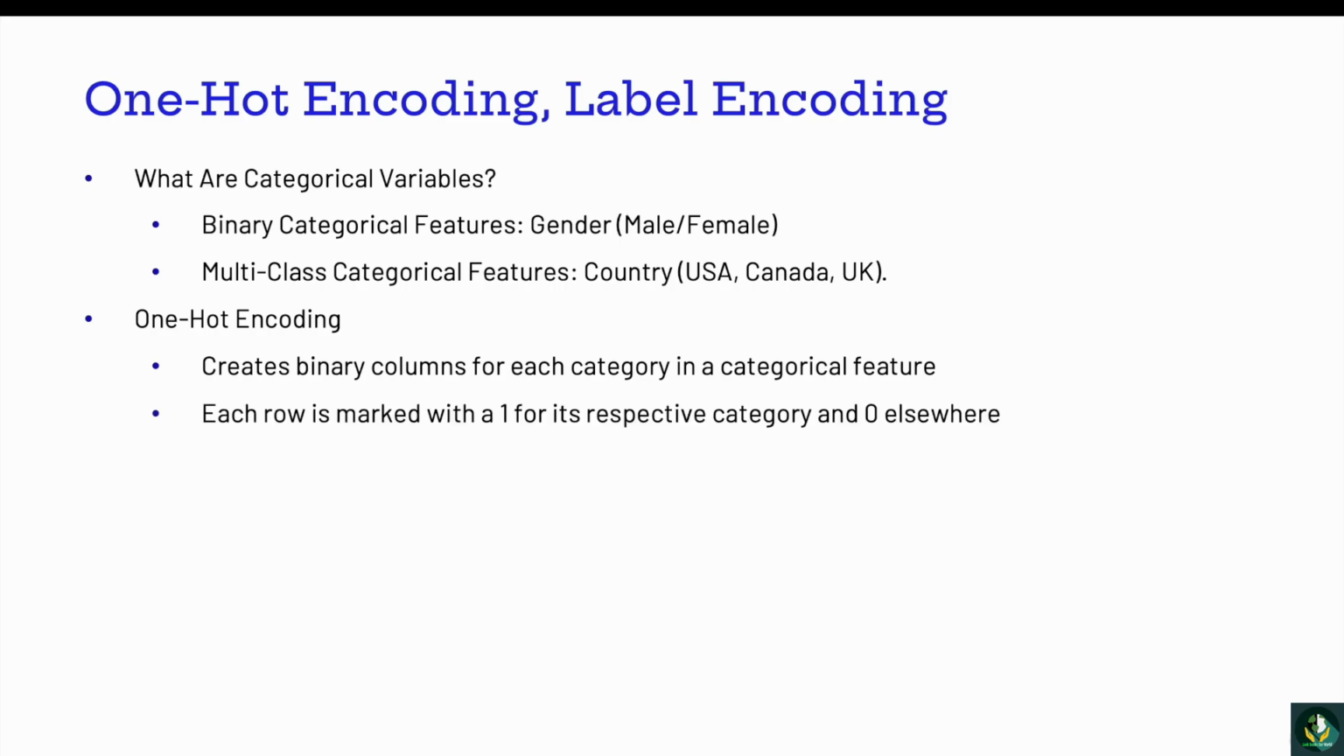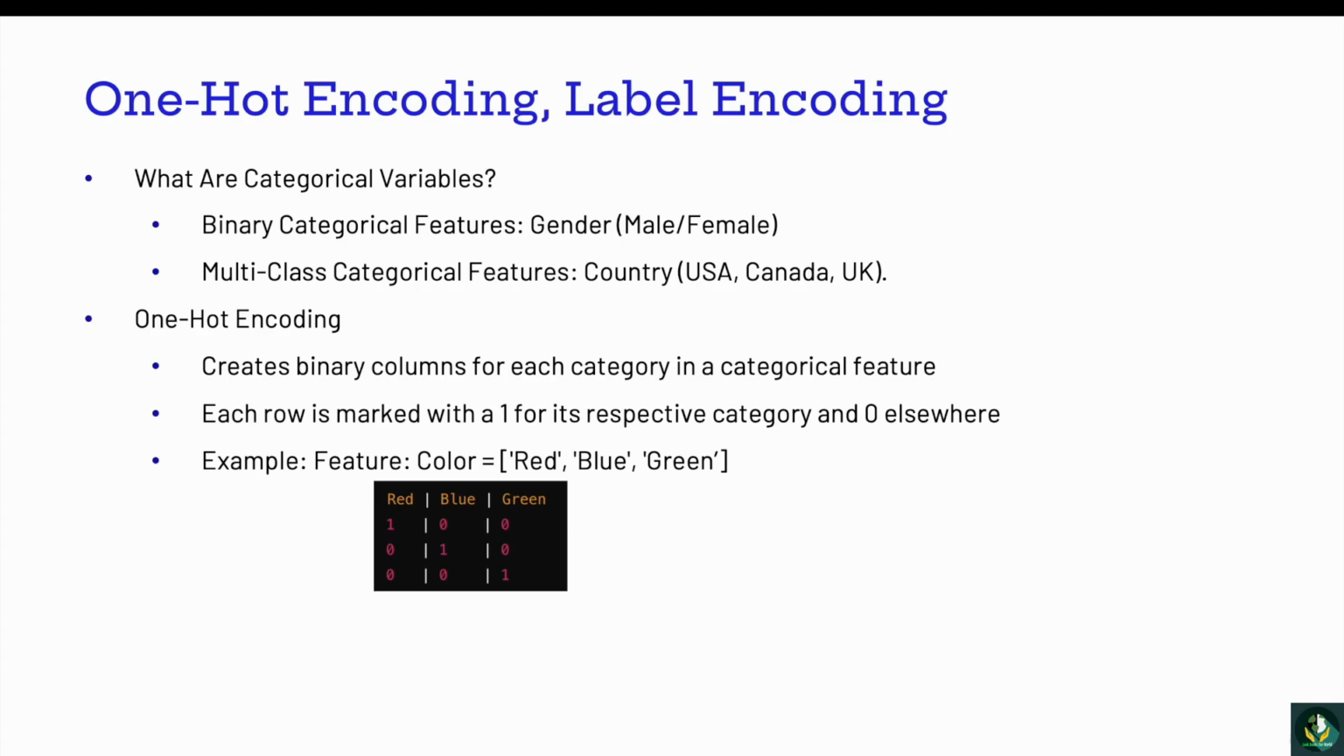Each row is marked with a 1 for its respective category and 0 elsewhere. An example can be the feature color equal to red, blue, and green. So this is encoded something like this. We have red, blue, and green. It's 1 0 0, 0 1 0. So we have three different rows, and depending on which category a row represents, it is marked as 1, whereas the others are marked as zeros.